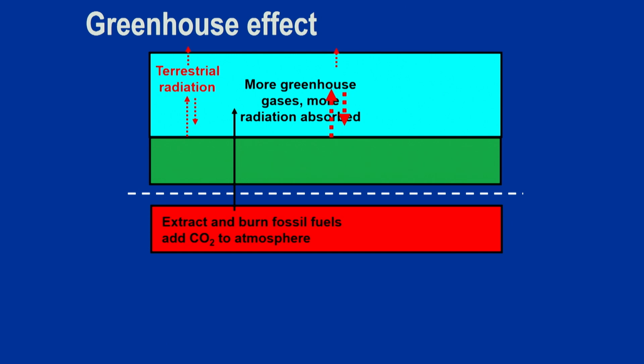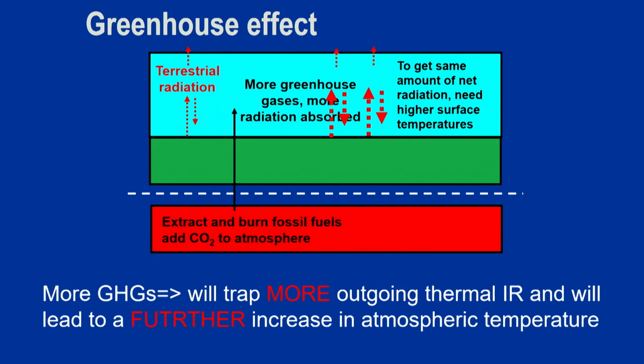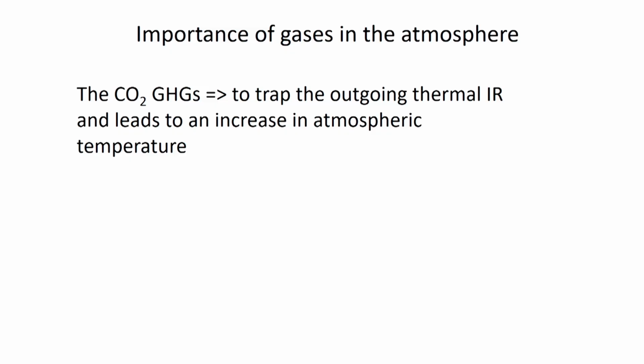Now, what will happen? Since more thermal IR radiation is trapped within the Earth's atmosphere, the atmosphere will heat up, and this will lead to an increase in the temperature, and that is why they are called greenhouse gases. So, to sum up, if we have more greenhouse gases, it will help in trapping more of the outgoing thermal IR radiation and will lead to a further increase in atmospheric temperature. I hope that it is clear. If it is not clear, please do the calculations and read more basics about this.